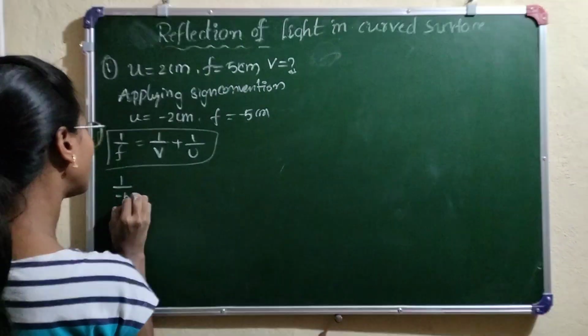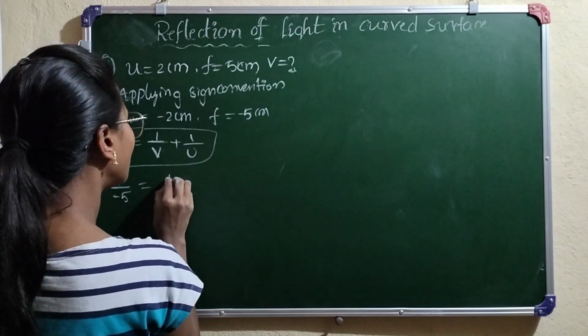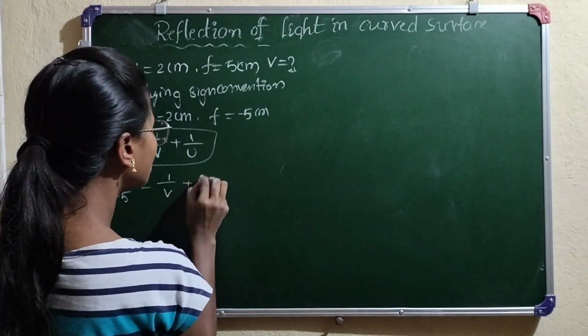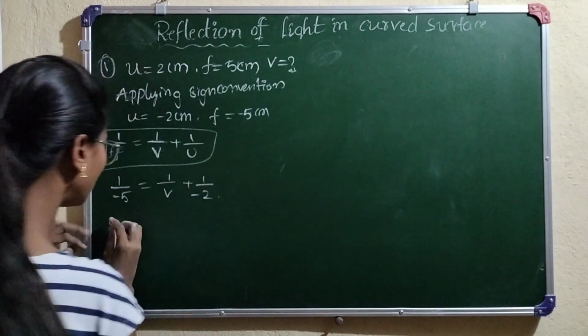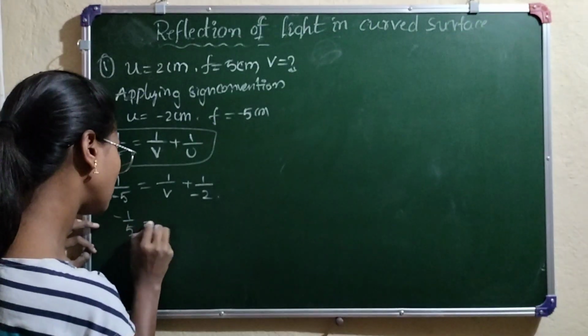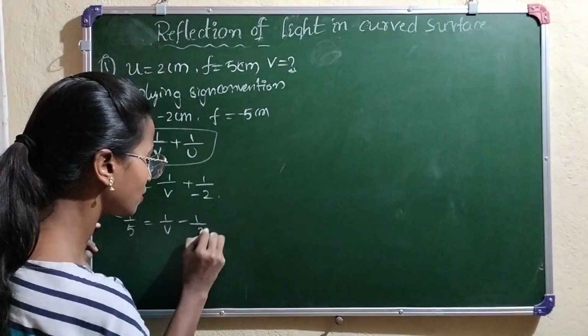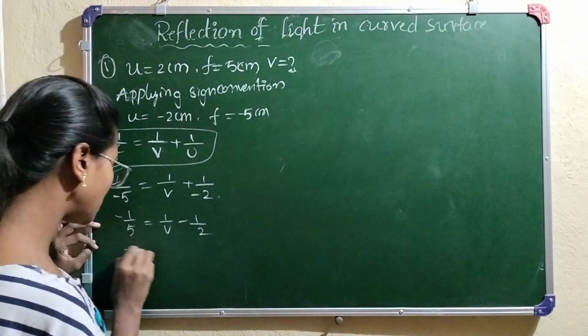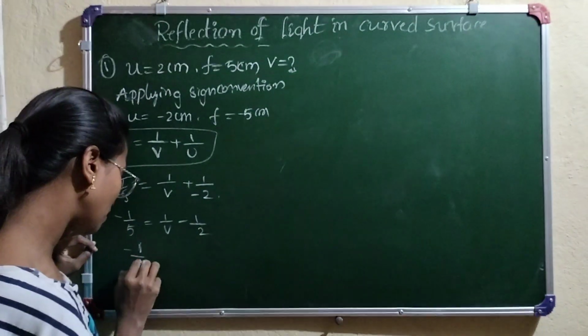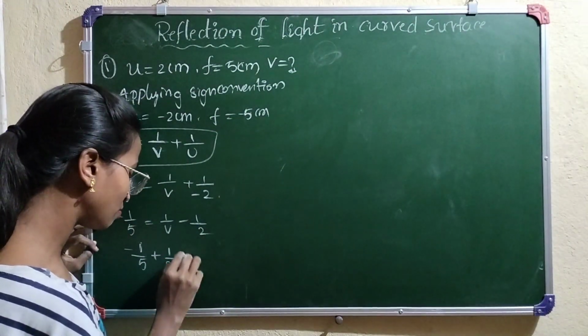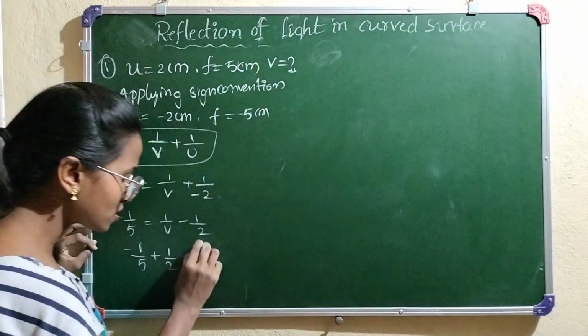1 by minus 5 is equal to 1 by v, we don't know, plus 1 by minus 2. So minus 1 by 5 is equal to 1 by v minus 1 by 2. So this minus 1 by 2 I am taking this side. Minus 1 by 5 is equal to plus 1 by 2. If I am taking this side, it will become plus. So 1 by v. So now LCM for these two.